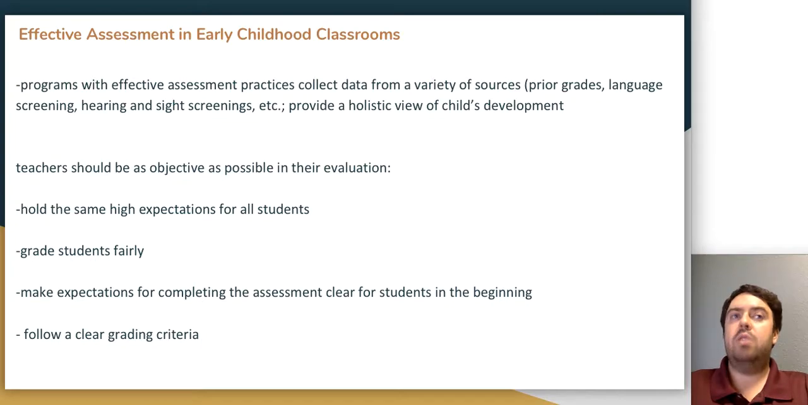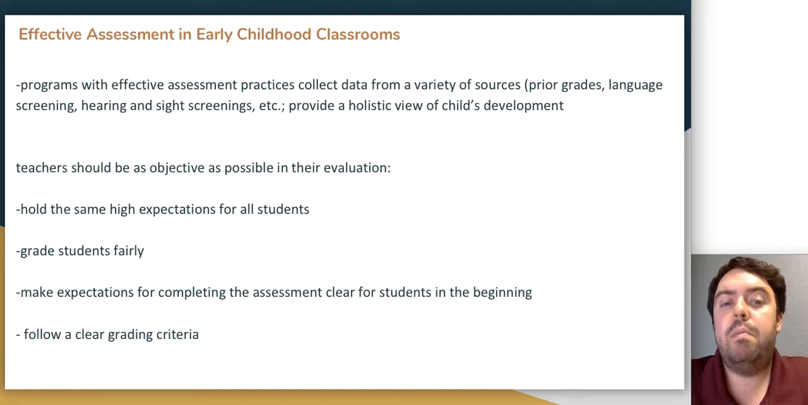By being objective, we're following a clear criteria when we're evaluating students. We're administering the assessment in a fair and equal way for all students. And we are following up with our assessments by ensuring that they follow a rubric that has been provided both to students and to parents.